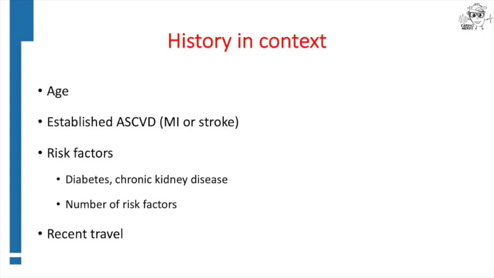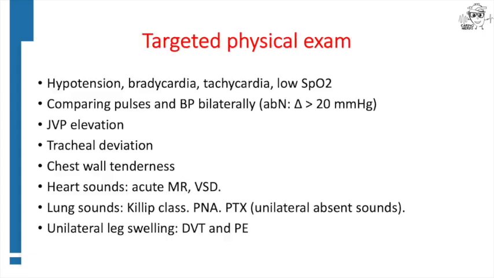Patients with a higher number of risk factors have higher risk for ACS, and recent travel might alert you to the possibility of PE as the cause of pain. After taking a focused history, I usually perform the targeted physical exam. Abnormalities in the vital signs usually indicate the severity of disease.